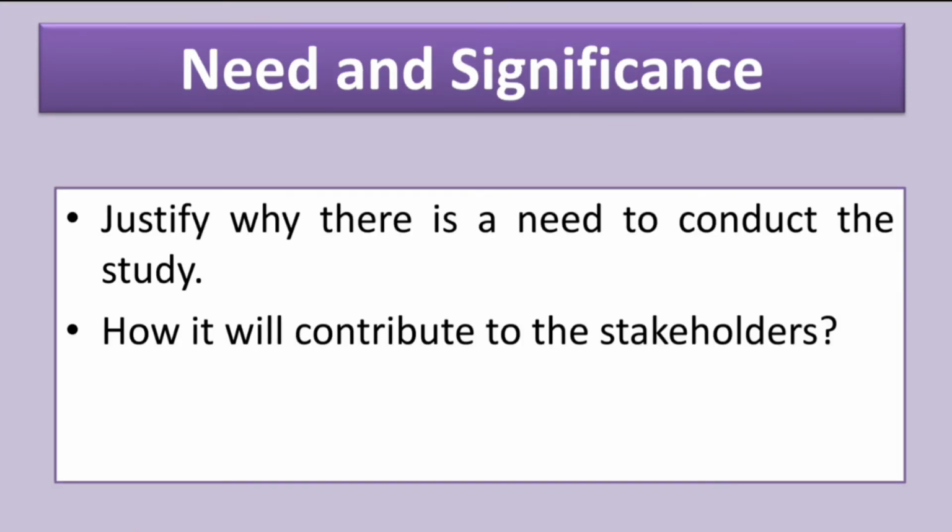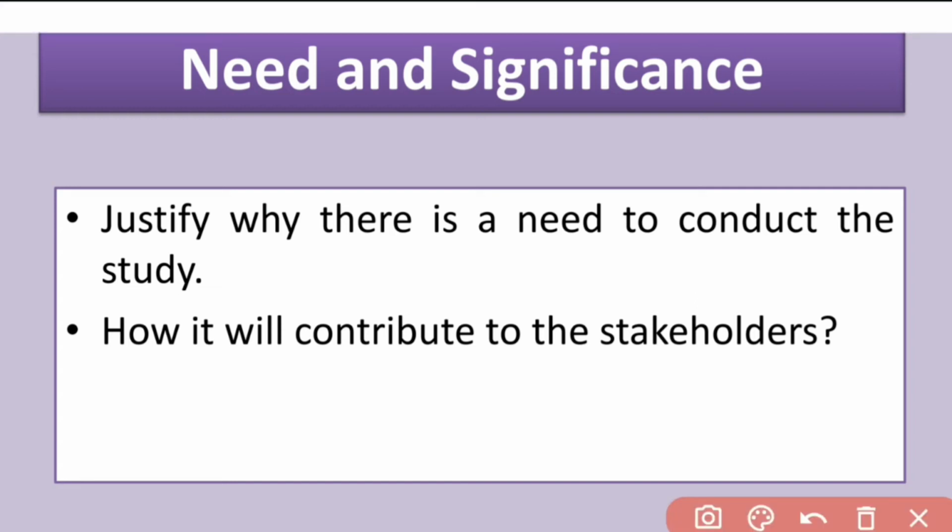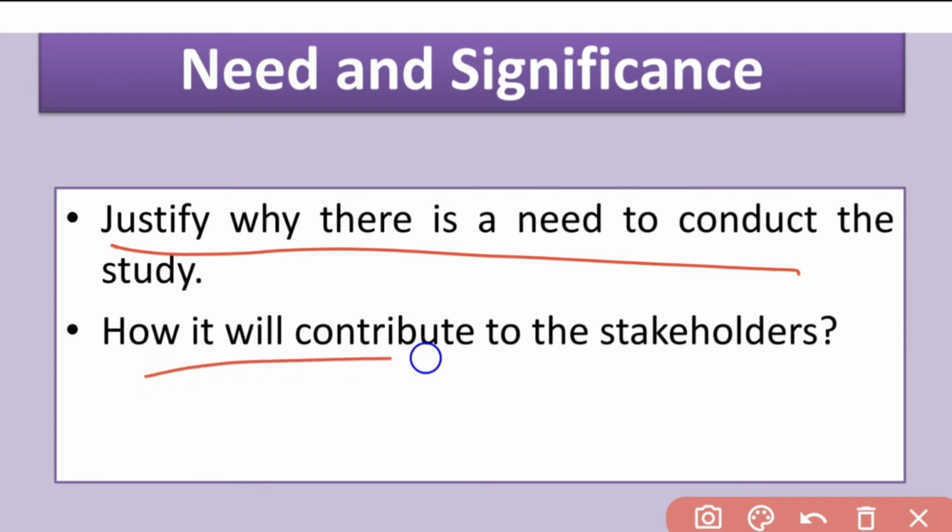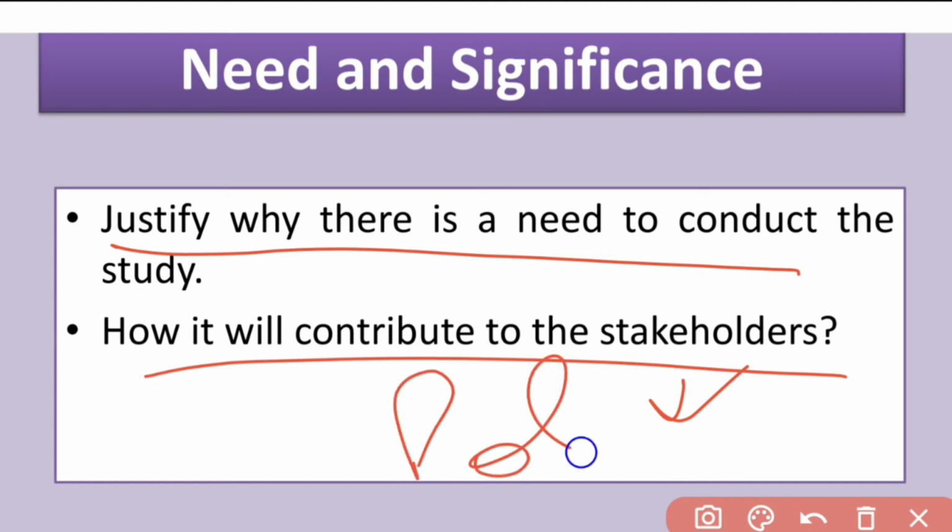Then after you do your research, after you do your review of literature and try to ascertain the research gap, what do you do? You write the need and significance. What does need and significance tell you? You justify why there is a need to conduct the study. Okay, there is a gap, but you justify it. And how will it contribute to the stakeholders? Stakeholders are the policy makers who are going to make the policies after reading your study. What all benefits it will give to the stakeholders, right?